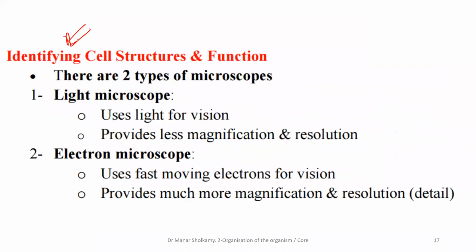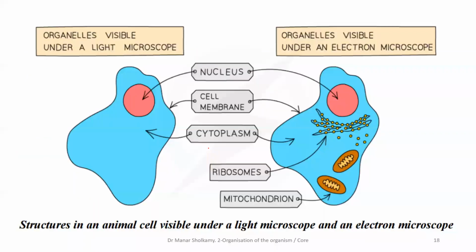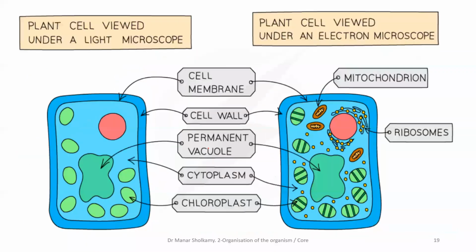For year 10, you need to know that you have two types of microscopes. The one that you will see in the lab and an electron microscope. You will never see an electron microscope, unfortunately, in the lab because it's very expensive and very, very big. We use it to look inside the cell. If you want, I'll show you a picture at the end of the lesson.